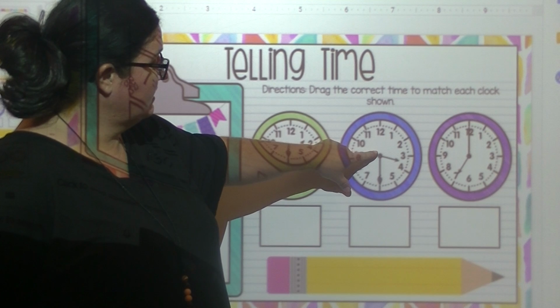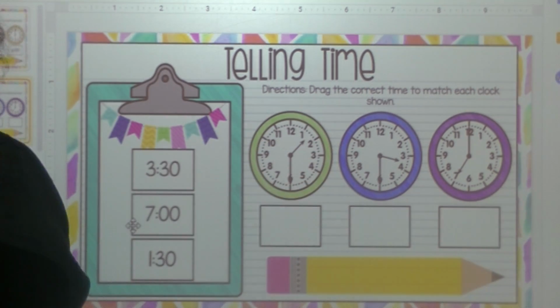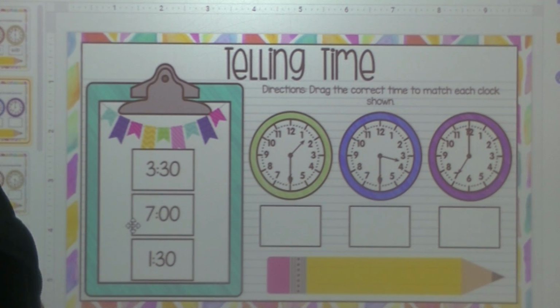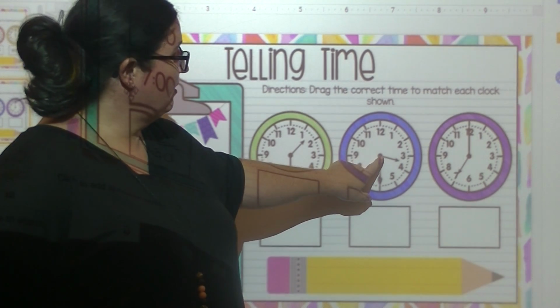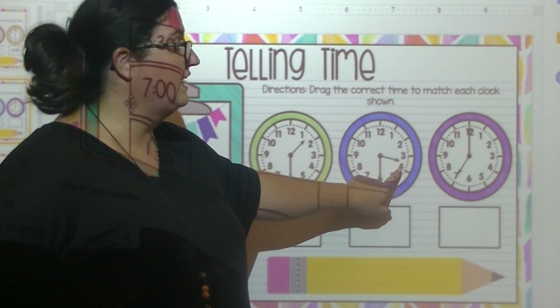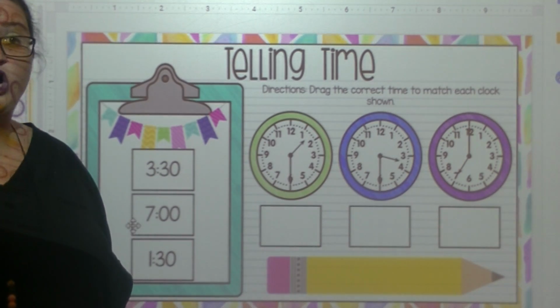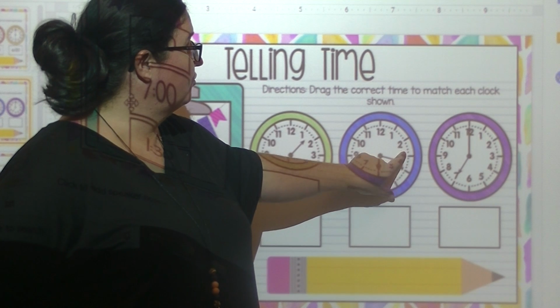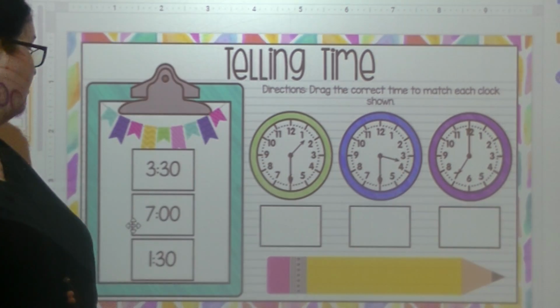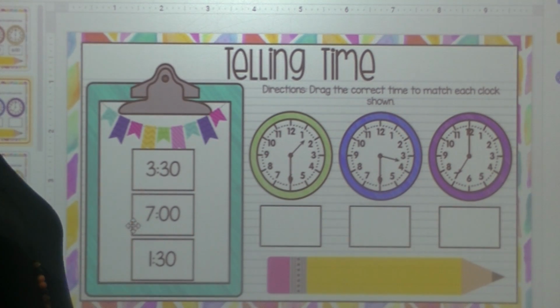Now let's look at the next one. My minute hand is on the 6, so it's half past. My hour hand is between the 3 and the 4. So I back up. 3:30.